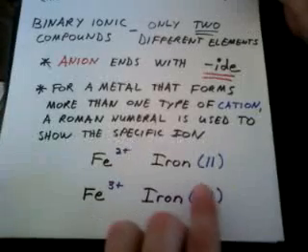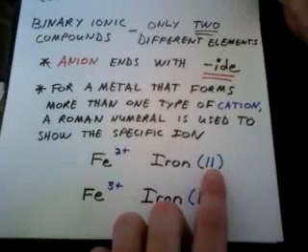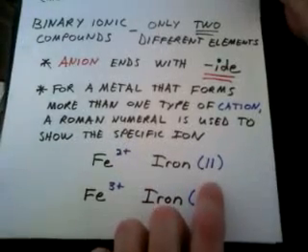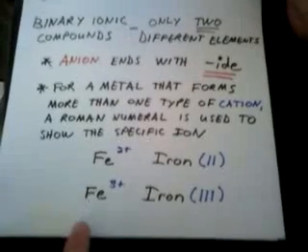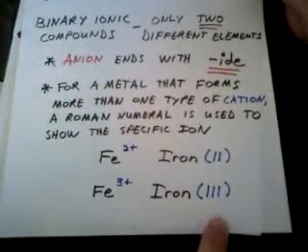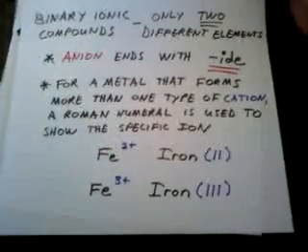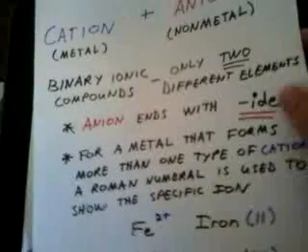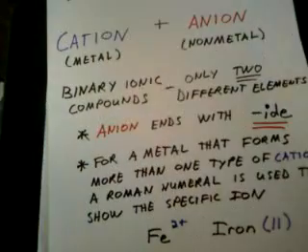Fe2+, we call that iron(II). Notice that we have a Roman numeral in parentheses. That's the notation that we use. And also Fe3+, we call that iron(III), with the Roman numeral 3 in parentheses. So with that in mind, let's do a couple of examples, naming a couple of these things. So here we go.